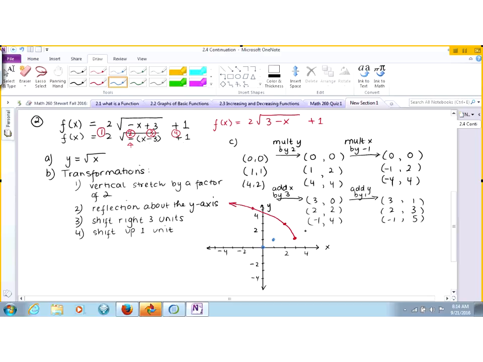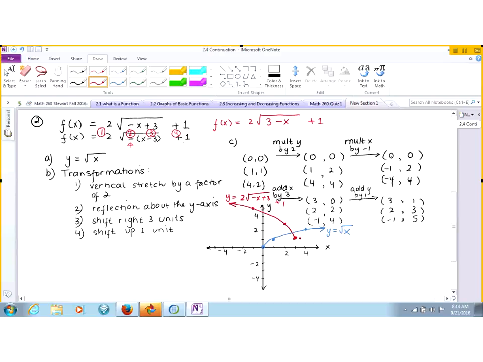Well, this is my original function, (0, 0), (1, 1), (4, 2). This is my original function, y equals square root of x. This is my transformed function, y equals 2 times square root of negative x plus 3 plus. Okay, so this one doesn't continue. It starts here. So same thing here. This is the transformed value of (0, 0).